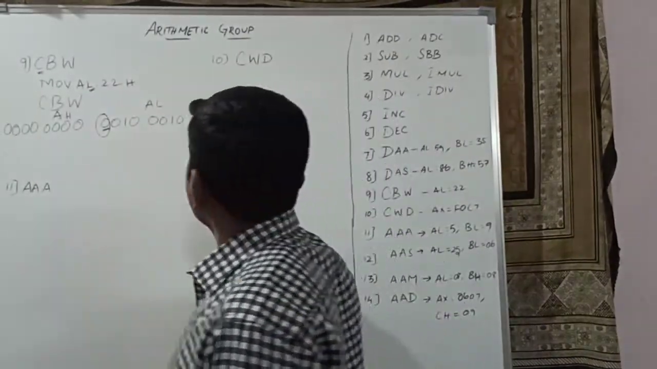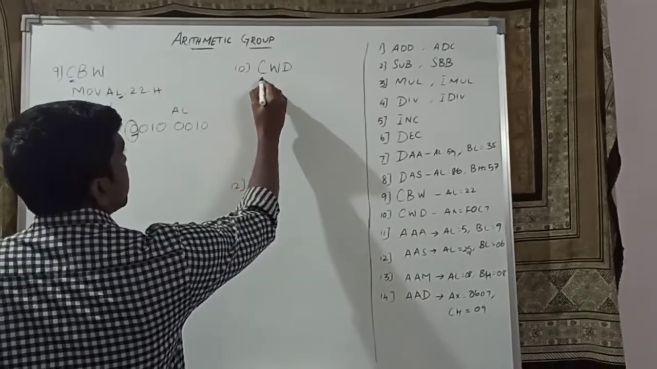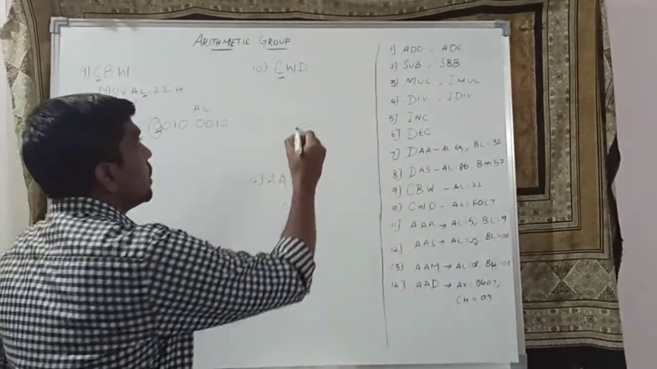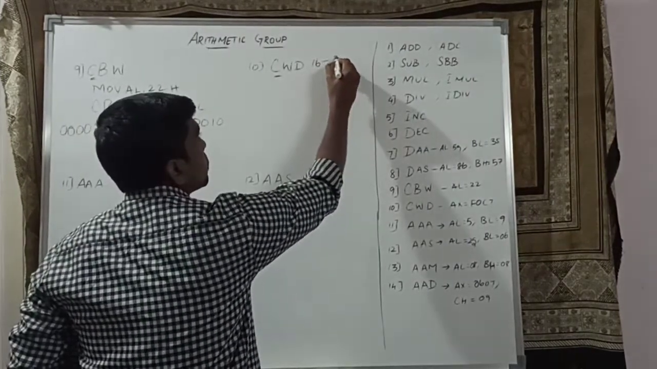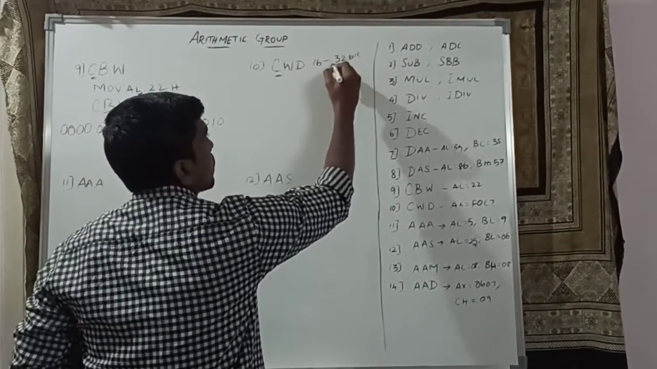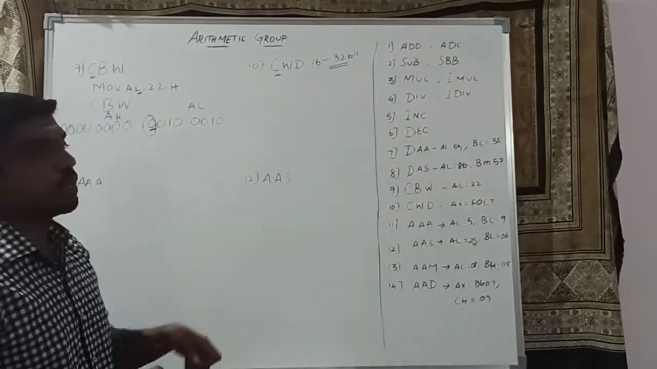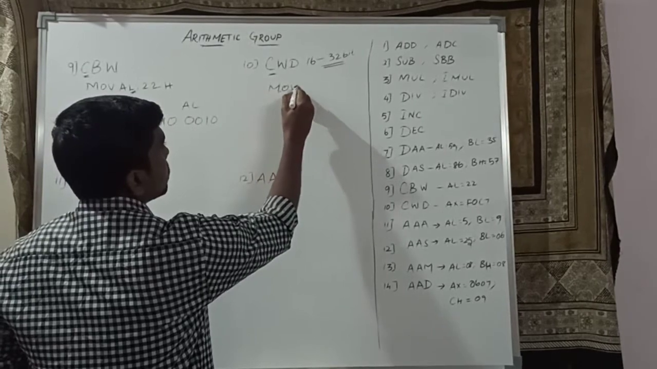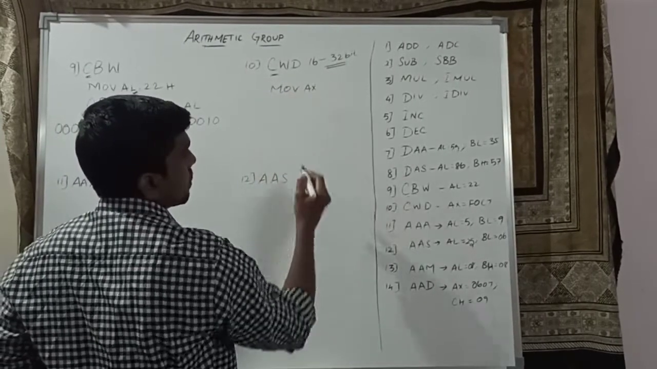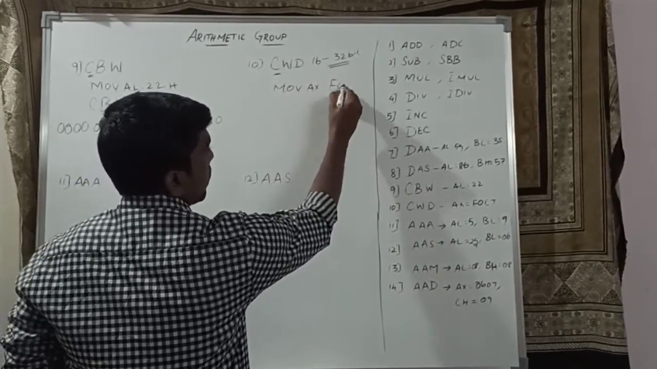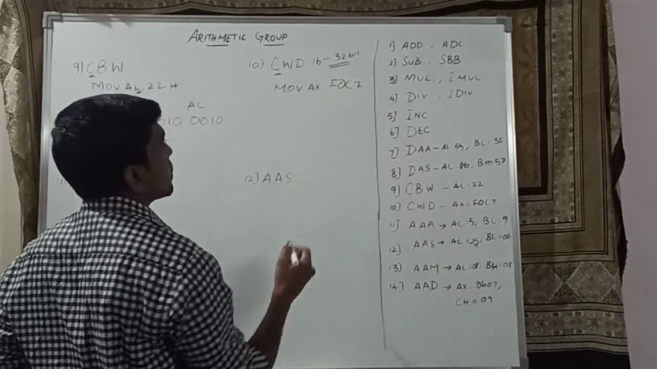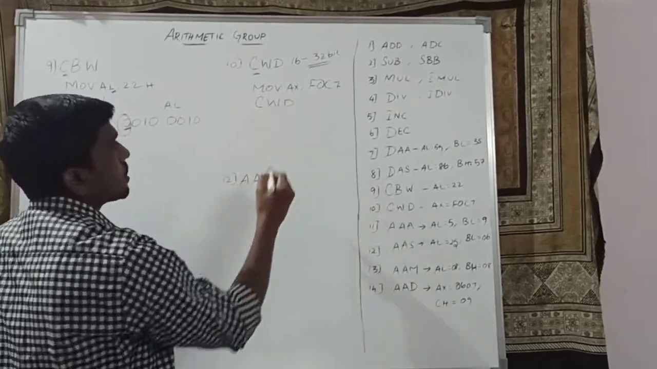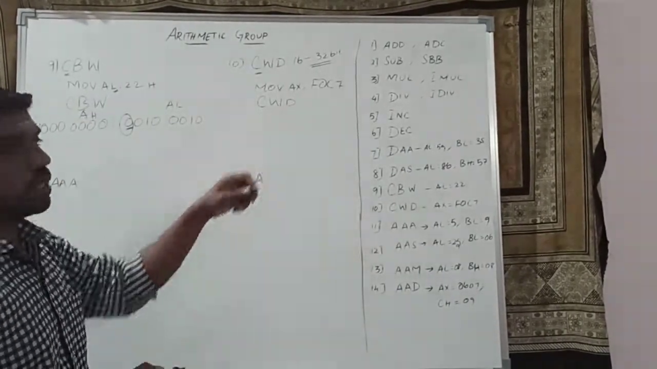The 10th instruction is CWD. CWD represents convert word into double word, a 16-bit value into a 32-bit value. Just conversion of 16-bit into 32-bit. Here also we write one program. MOV AX, the corresponding value F0C7. It's a 16-bit content. Then write the conversion instruction, convert word into double word.